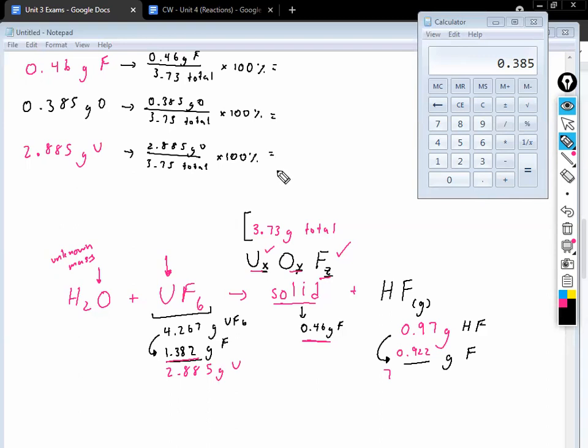So before we can find the empirical formula, we need to find out what percentage of the total mass is made up of these elements. And so that's what we're doing here. I want you guys just to find fluorine for me. I'll give you the numbers for oxygen and uranium because I don't need you doing mass percent three times. For the uranium, we should get about 77.35%. And then for the oxygen, you should get about 10.32%.